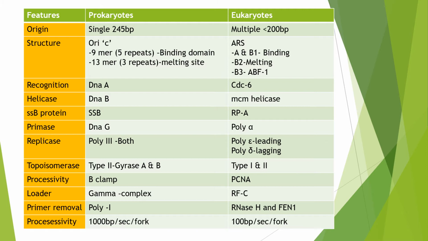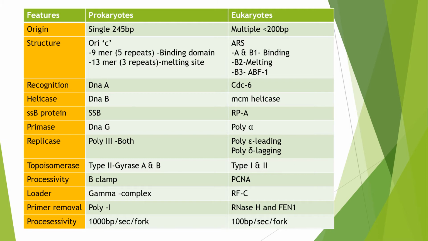Now, once we open the two strands, they still have the tendency to reform the bonds. To keep them separate, we use proteins called single stranded binding proteins. In prokaryotes, we call them single stranded binding proteins, whereas in eukaryotes, it is replication protein A.